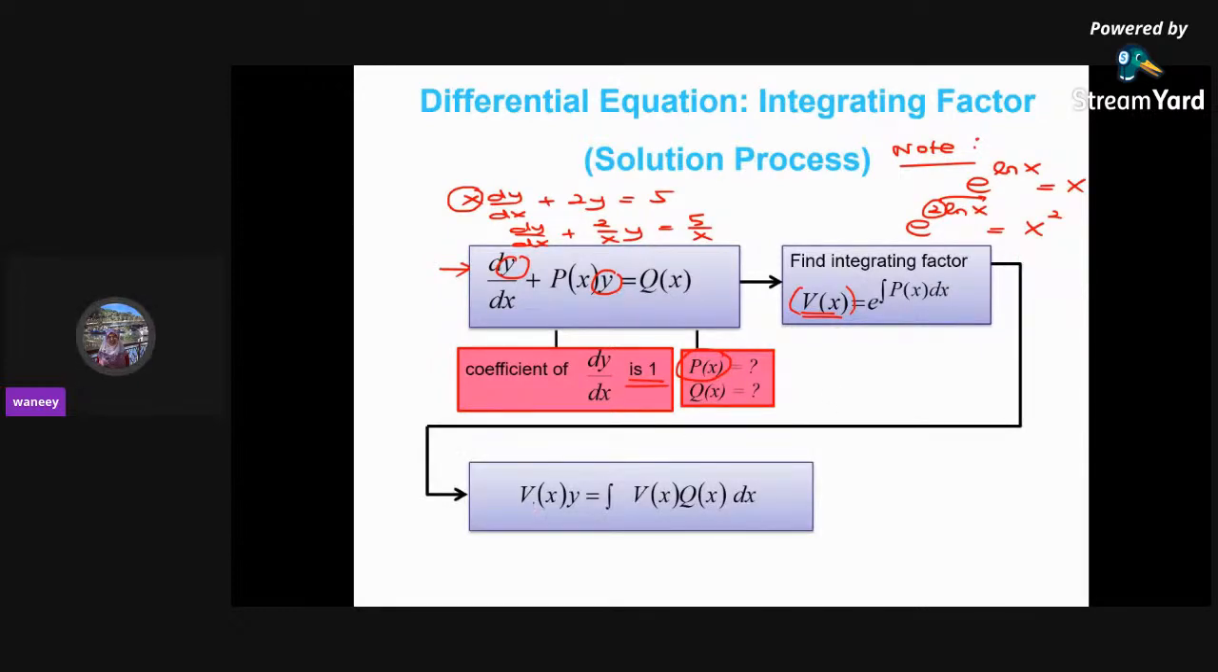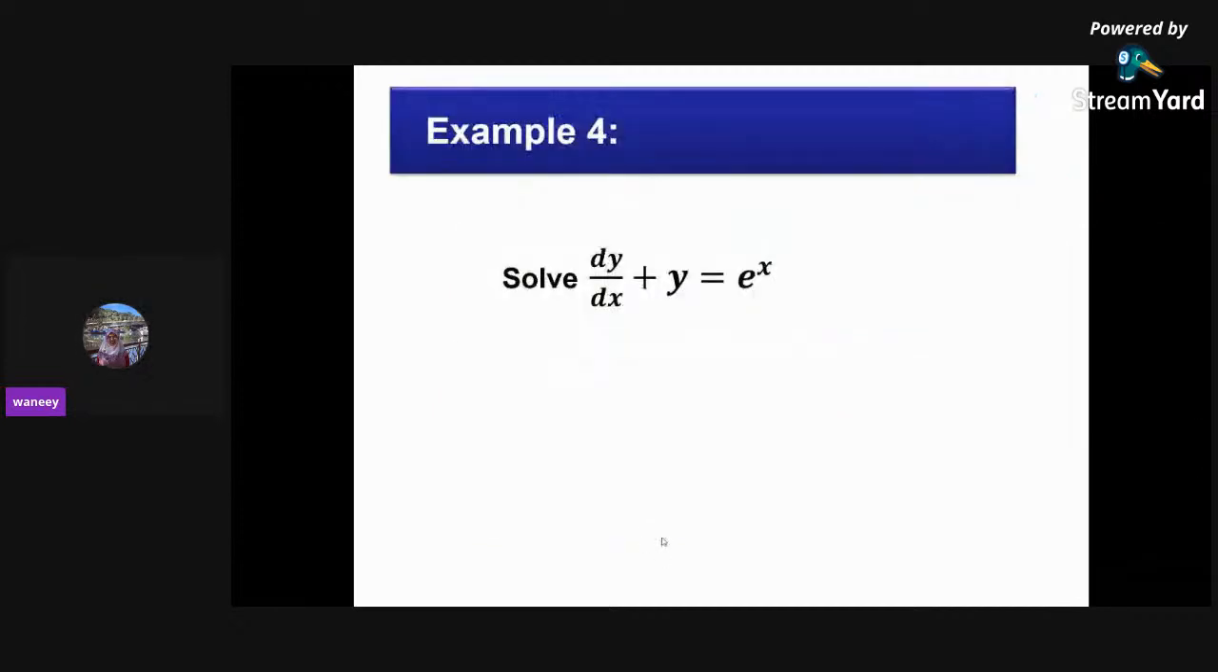Once you know the integrating factor, the next step is to substitute into this formula: v(x)y is equal to the integral of v(x)q(x) dx. And this one should be quite easy to integrate. So you should choose which technique is the most suitable to integrate v(x)q(x) dx. And then after that, you can make y the subject since you can divide by v(x).